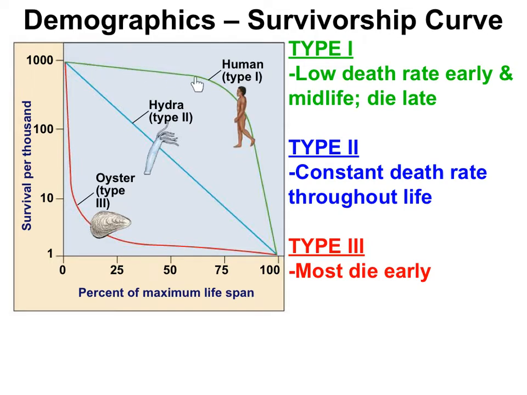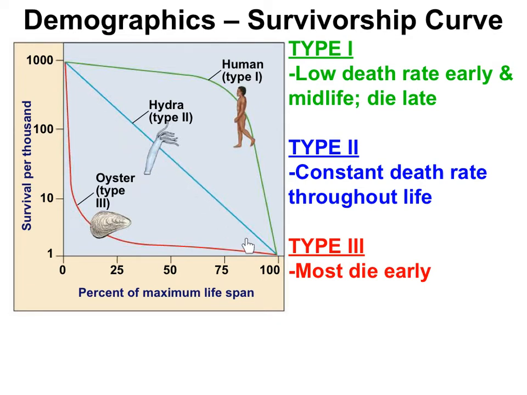The green curve is called a type 1 survivorship curve. You can see that the organisms with type 1 survivorship have relatively low death rate, most of them staying alive until very late in life. In contrast, the red curve is a type 3 survivorship curve. Organisms with type 3 survivorship show most of the population dying very, very early, with very few making it to reproductive maturity and adulthood. Type 2 is kind of in the middle.